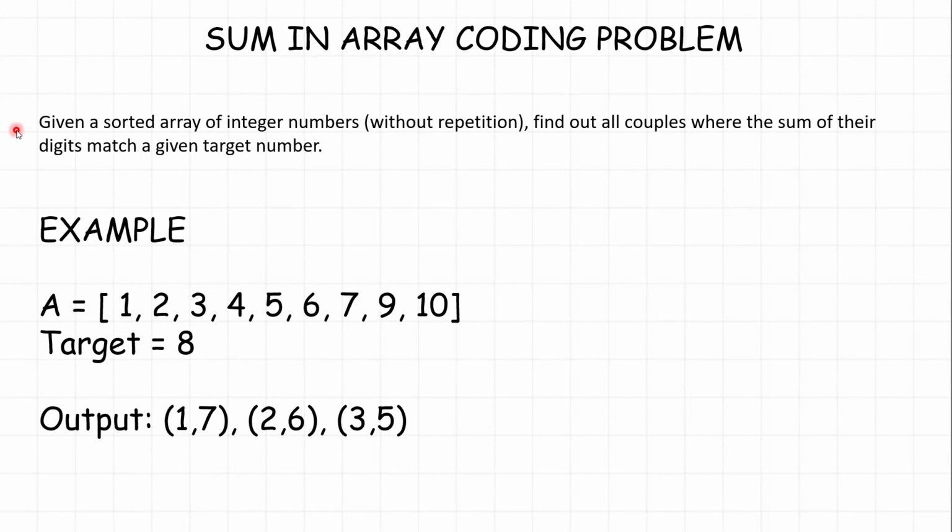So the problem says, given a sorted array of integer numbers without repetition, we have to find all couples where the sum of their digits matches a given target number. For example, the array A, composed of the numbers 1, 2, 3, 4, 5, 6, 7, 9, and 10, and our target number is 8. The output shall be the couples 1, 7, 2, 6, and 3, 5.